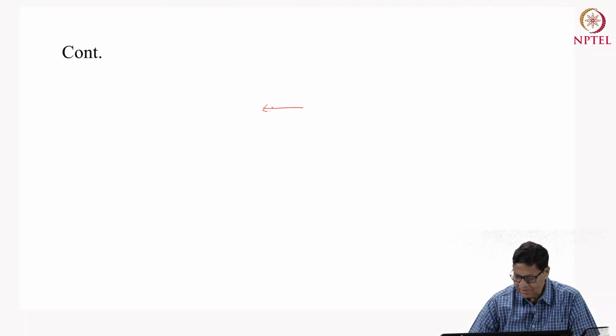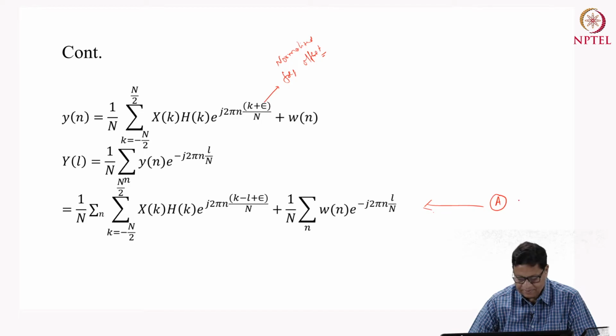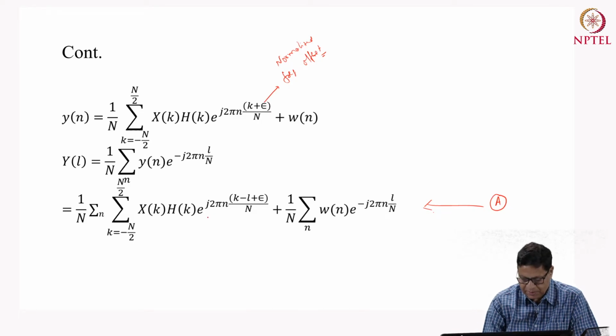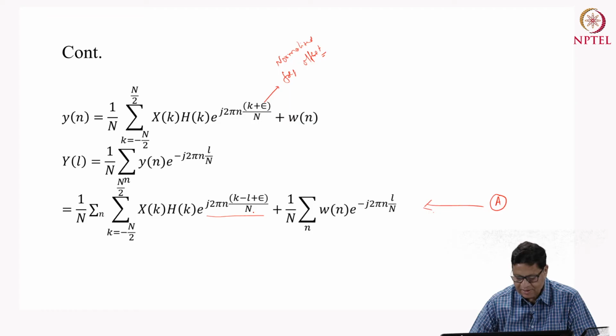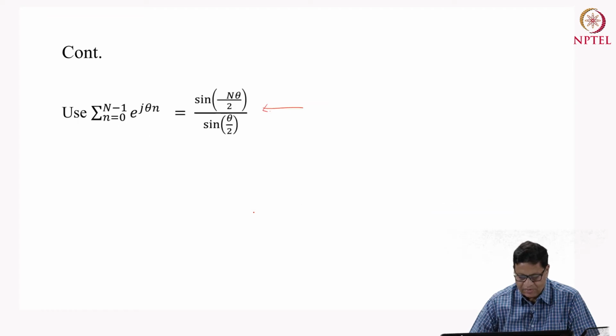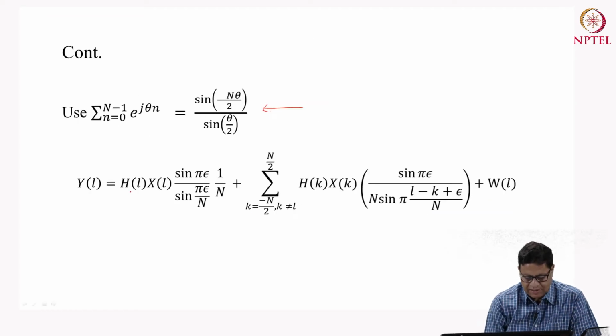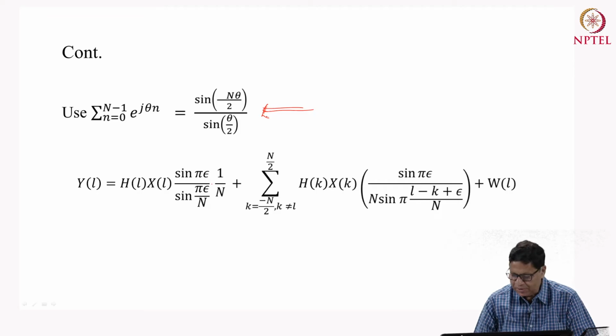So using this identity and putting it in the equation which I had named A, replacing e raised to j theta here, I get HL XL sine pi epsilon divided by N sine pi epsilon by N, into 1 by N, plus summation. Again here also I have changed using this identity. And this is the noise part, the WL.